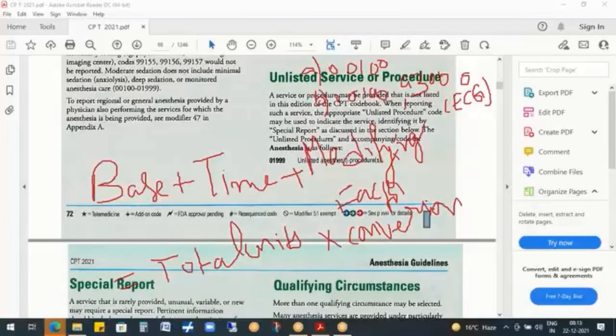Time calculation or time reporting. Anesthesia start time means preparing the patient to induce anesthesia. From there it starts.